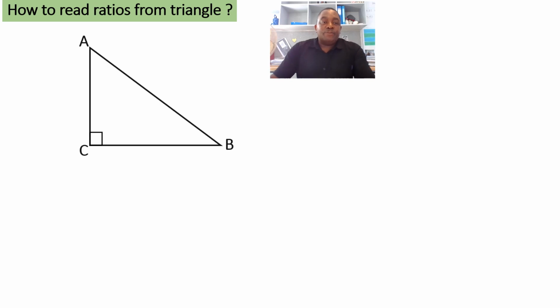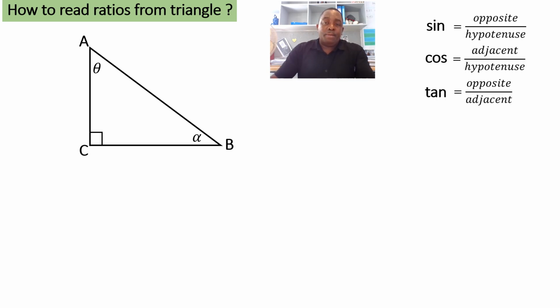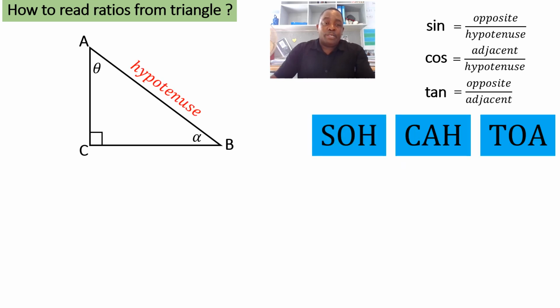How to read ratios from a triangle? Well, let's take an example of a triangle ABC with an angle alpha and an angle theta there. That's the Greek alphabet. And remember, the definitions are going to come in handy here. That's SOHCAHTOA that we talked about. We already know a right-angle triangle has a hypotenuse. That's easy to identify. It's always the side opposite the right angle in your right-angle triangle. You've done that since grade 8.